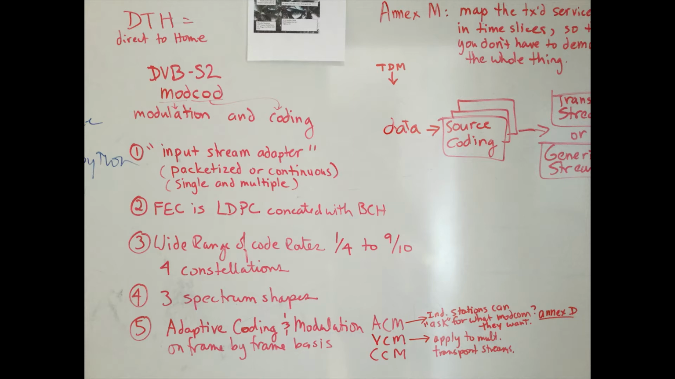2. Forward error correction. The type is low-density parity check codes concatenated with BCH codes. So what does this mean? A concatenated code is one that combines 2 different coding schemes. In coding theory, there's a fundamental problem in that finding a really good code that has very low probability of error usually means that the block length has to go up, and the decoding is more and more complex.